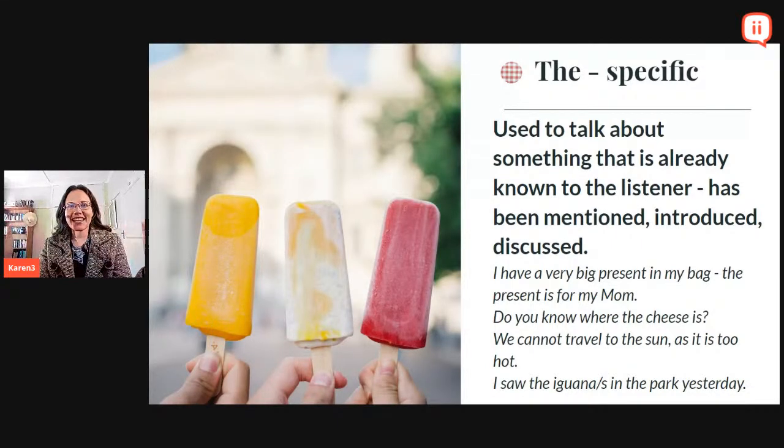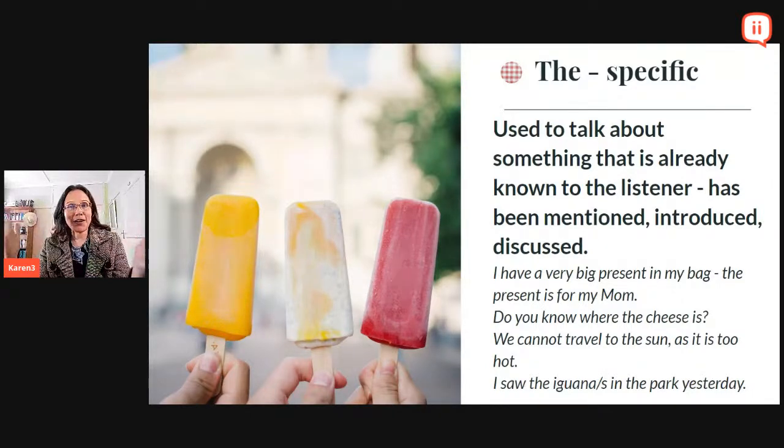Because you're actually saying the cheese aisle. Same as if you ask for the toiletry aisle or the toilet paper aisle. So where's the toilet paper? Where are the toiletries? Where's the meat? Okay, you mean the meat section. That's why you say "the." It's very specific.